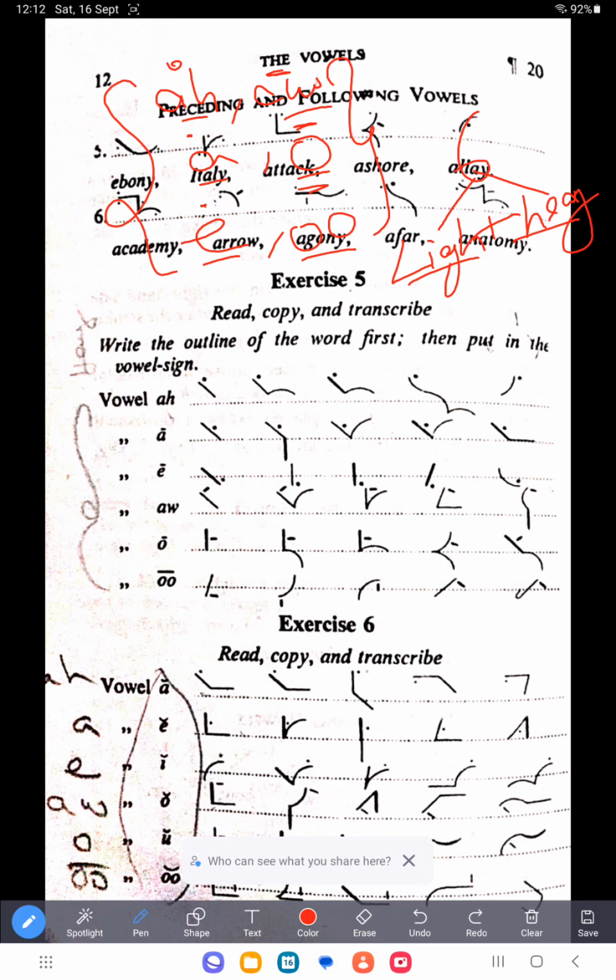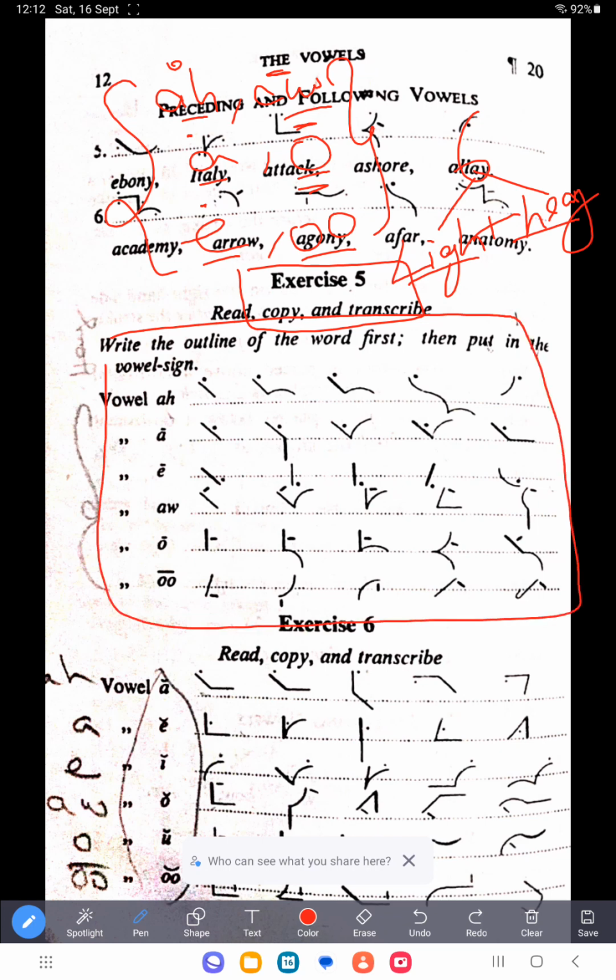Now let us quickly understand what exactly the exercise talks about. We have exercise 5, which has only heavy sounds. Heavy sounds are pronunciations like a, o, e, and u. These sounds are to be stressed by opening your vocal cords.